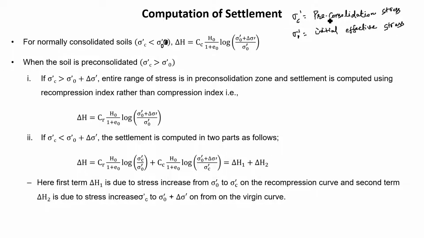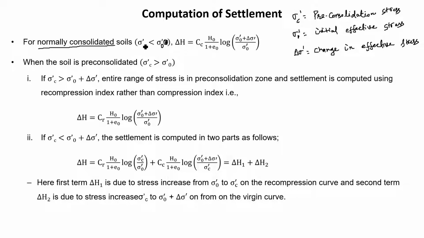So if the pre-consolidation stress is smaller than the initial effective stress, then the soil is said to be normally consolidated soil. Then we use the formula for computation of settlement as delta H equal to Cc into H naught by 1 plus e naught into log of sigma naught dash plus del sigma dash by sigma naught dash, where del sigma dash is the change in effective stress. So by this formula we can find the settlement for normally consolidated soil.